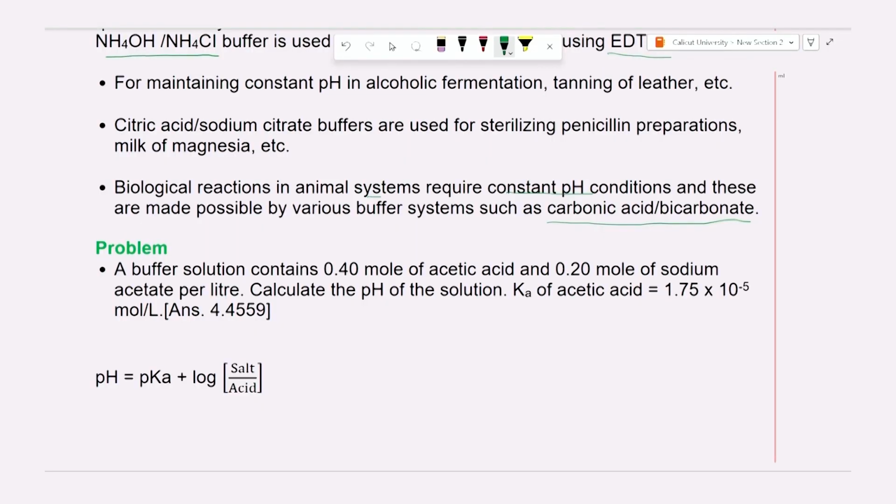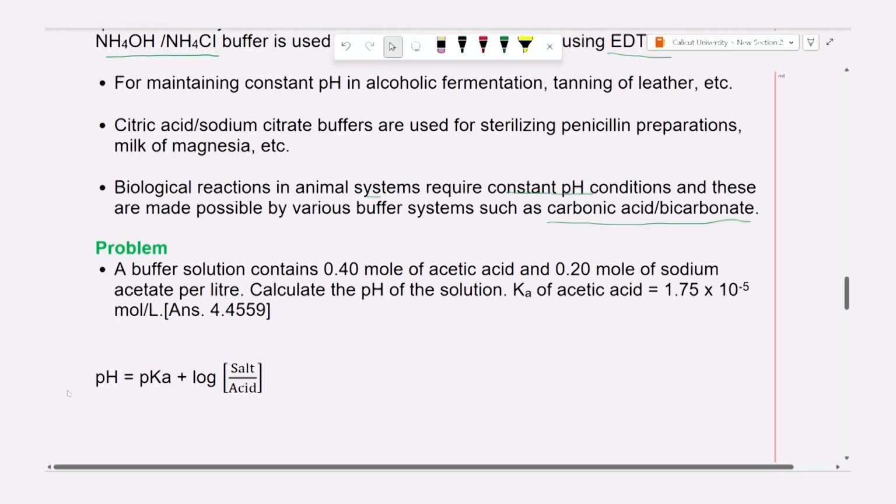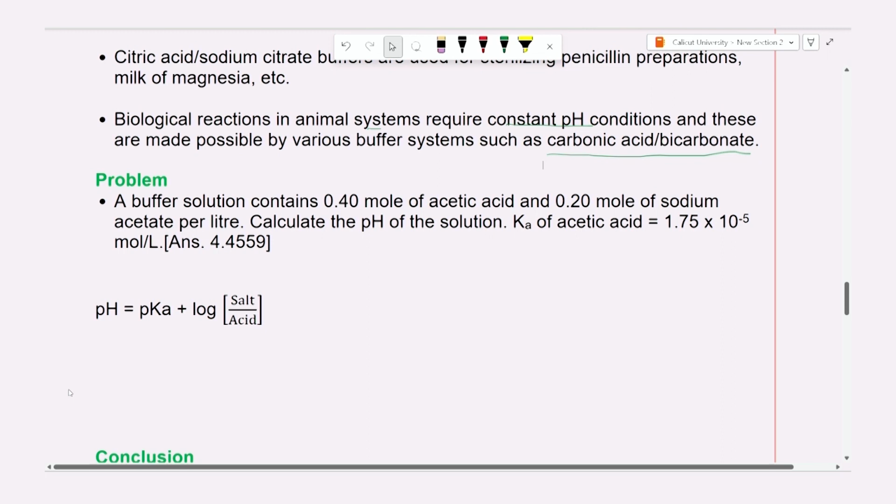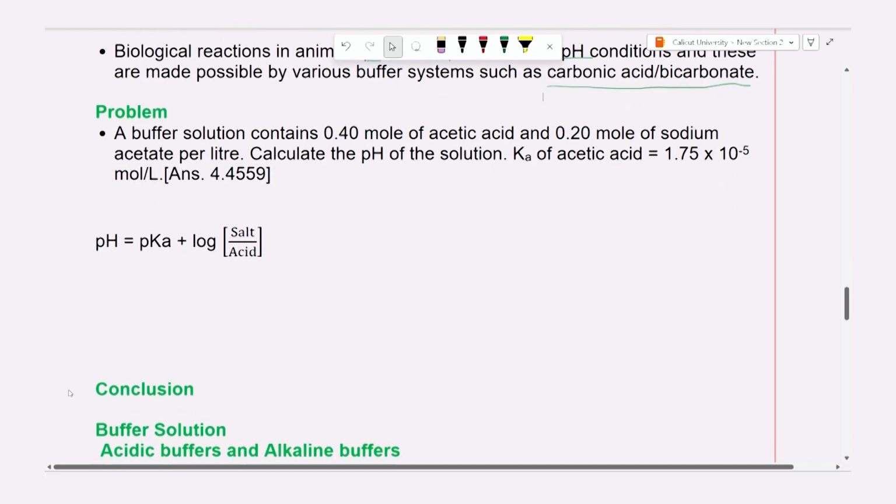Many of the biological reactions taking place within animal systems require a constant pH condition, and that is made possible by a buffer of carbonic acid and bicarbonate mixture. So, buffers have wide applications. Next, we will go for a problem based on Henderson's equation.